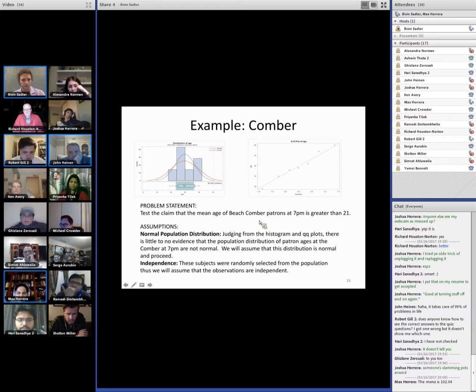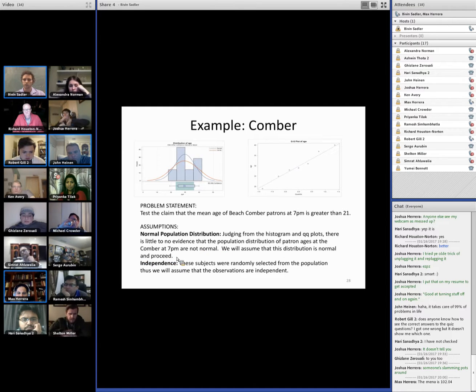What did I say here? Judging from the histogram and QQ plots, there's little to no evidence that the population distribution of patron ages at the Beachcomber is not normal. I don't see any outliers in here. If something popped up way out here, I wouldn't expect that in a small sample of 7, and that would be evidence against it. But they're all clustered in here. So we'll assume that the distribution is normal and proceed.